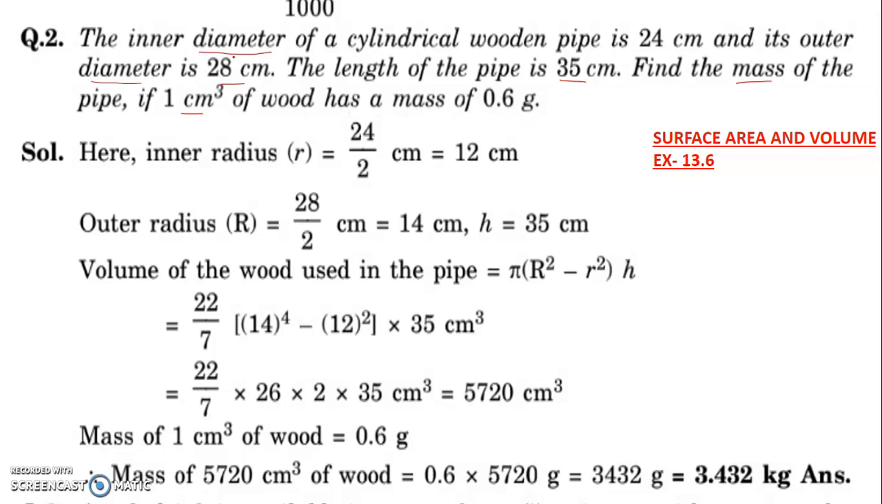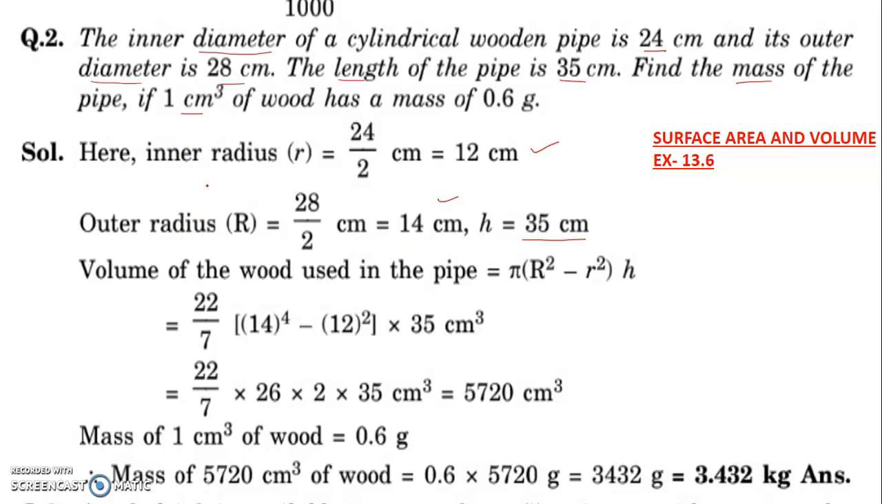Okay, now see, the inner diameter is given, so the radius will be half of this, so 24 by 2, which is 12 centimeters. Simple, students. The outer diameter is 28, so half of the diameter is the radius, so 28 divided by 2 is equal to 14. And the height is already given, the length of the pipe, which is 35 centimeters.